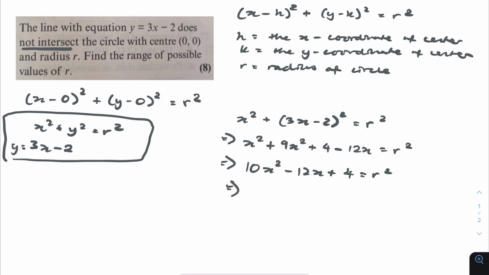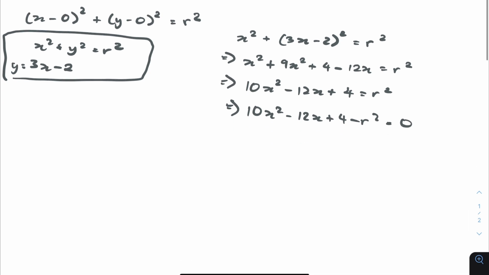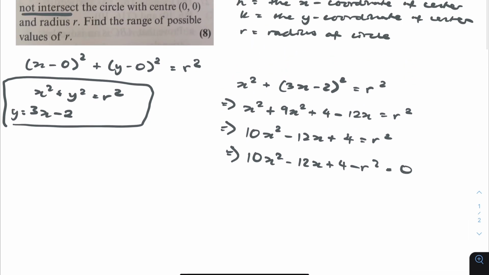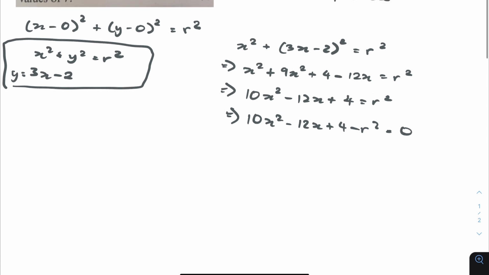So what we actually need to do in order to solve this is bring the r squared to the other side to give us 10x squared minus 12x plus 4 minus r squared, and that's equal to 0. Now we can use the quadratic formula to find the values of r that satisfy what we want. We want to find the values that do not intersect. What this means is that the discriminant in the quadratic formula needs to be less than 0.